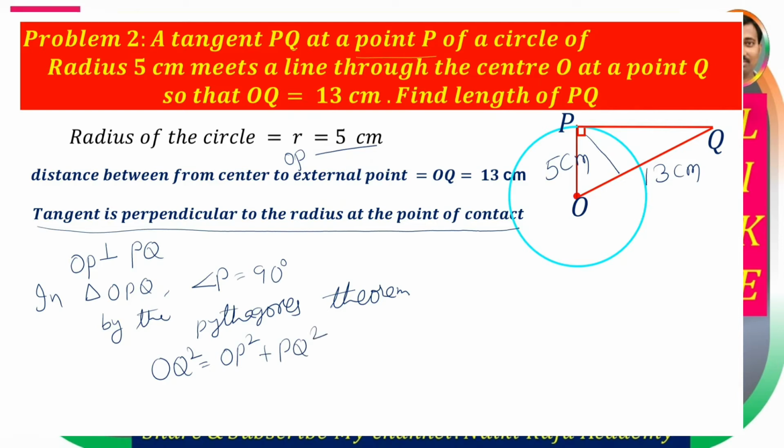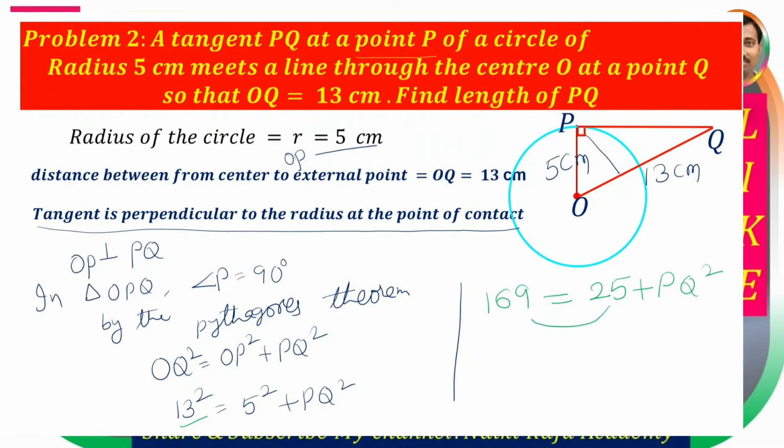Here OQ is 13 centimeters, so 13 square. OP is the radius, so 5 square, plus PQ square. Substitute the values and simplify. 13 square equals 169, that is equal to 5 square, that is 25, plus PQ square.